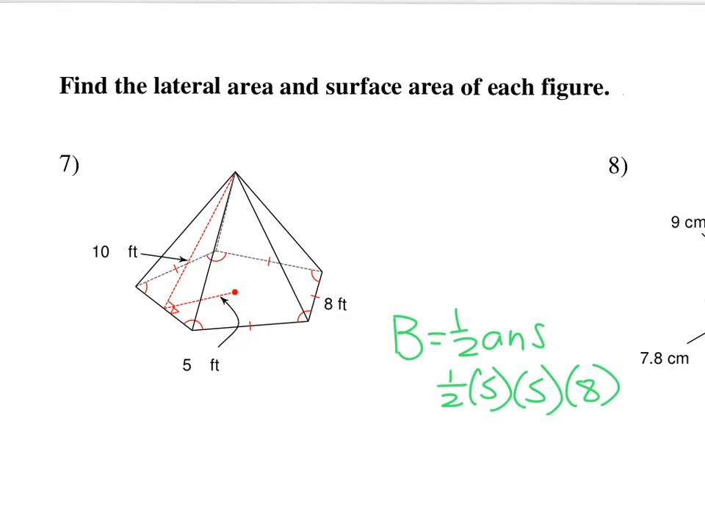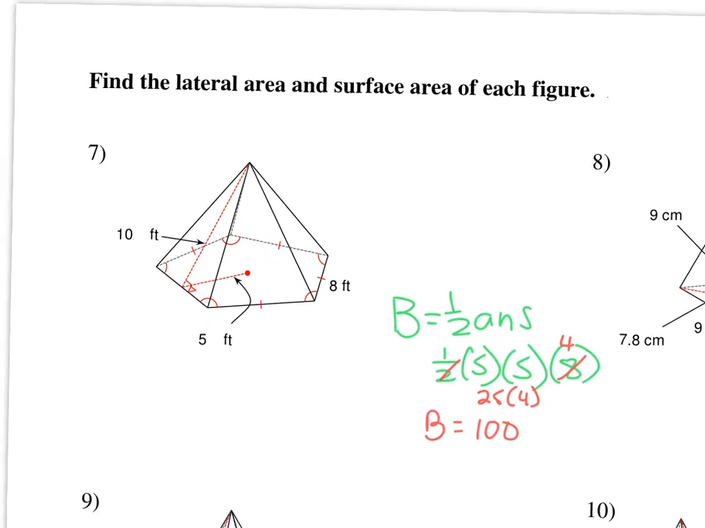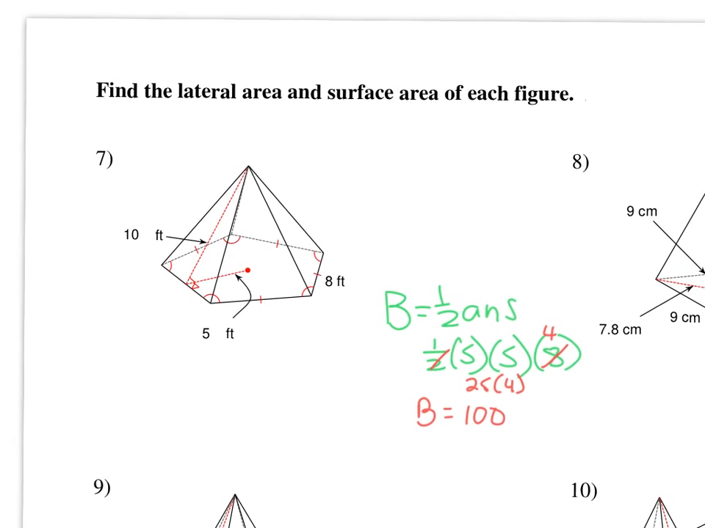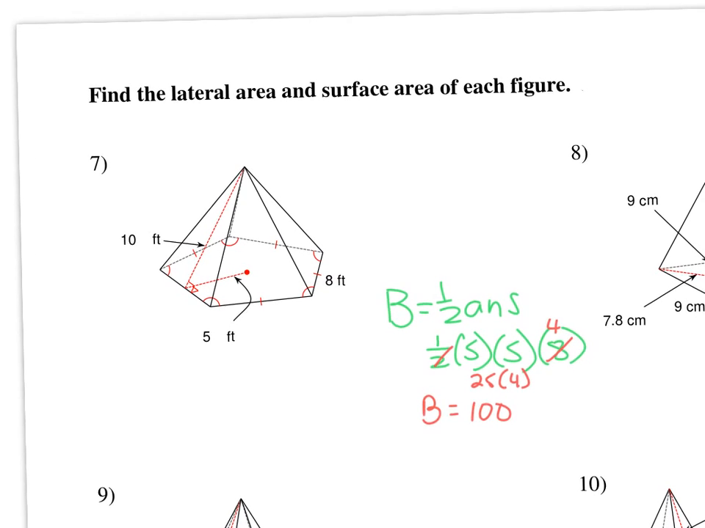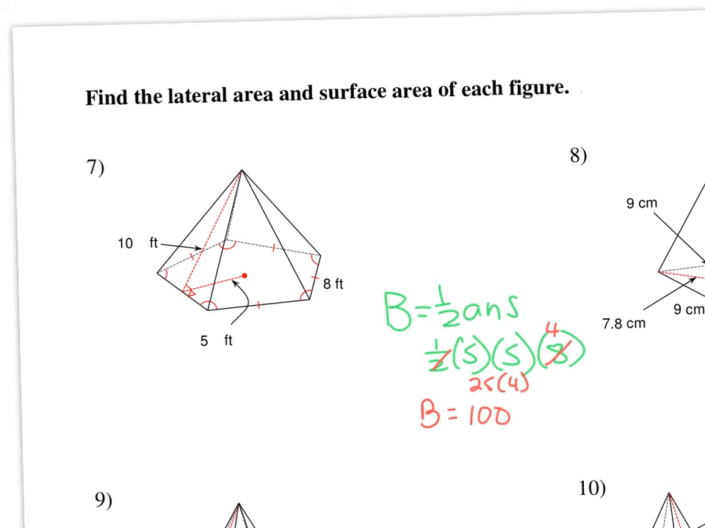You with me so far? So this would be 1/2 of 25 times 4, which is 100. So the base area is 100. What else do I need to know? I need to know the perimeter of the base. Do you know how to find the perimeter? 8 plus 8 plus 8 plus 8 plus 8, or 8 times 5.